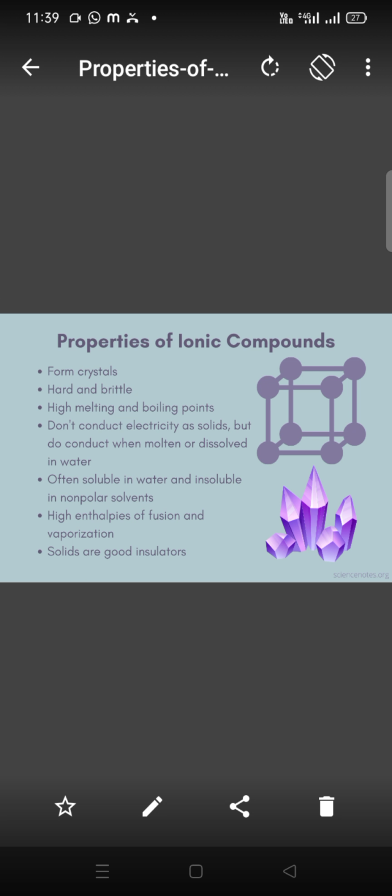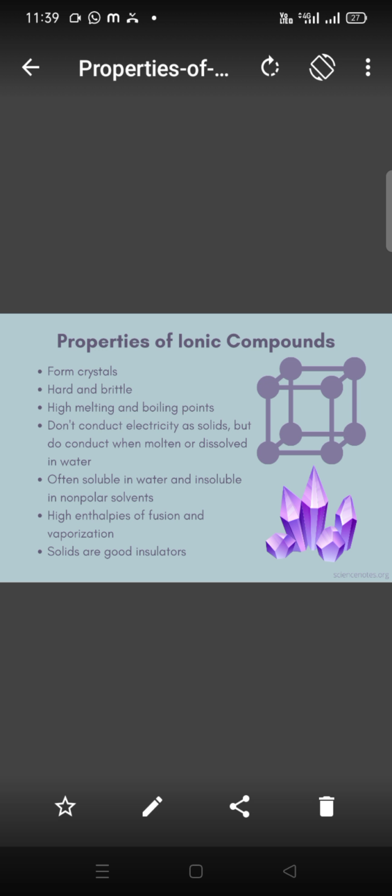Next one, I'll send this in the group, children. Write it in your classwork. They form crystals, hard and brittle, with high melting and boiling points. They don't conduct electricity as solids. Keep in mind, normal crystals cannot pass on electricity. You have to have them in the molten form, or add the salt crystals into water, so that you get free ions. Only free ions can conduct electricity.